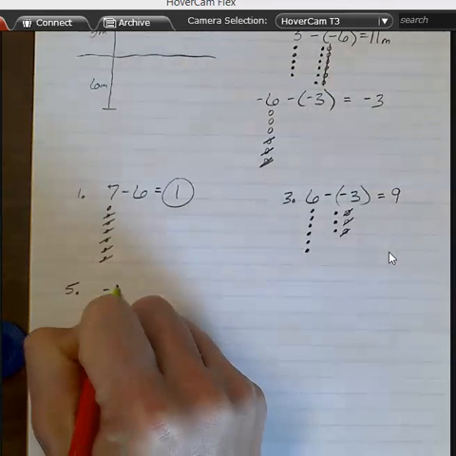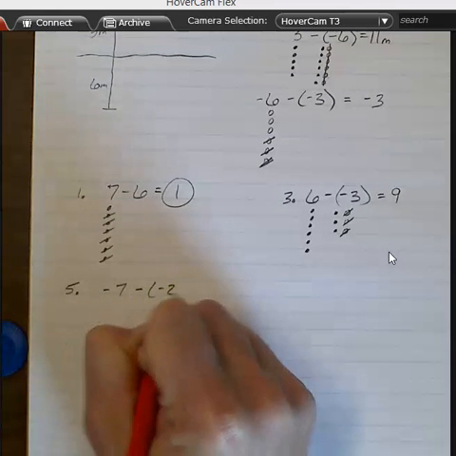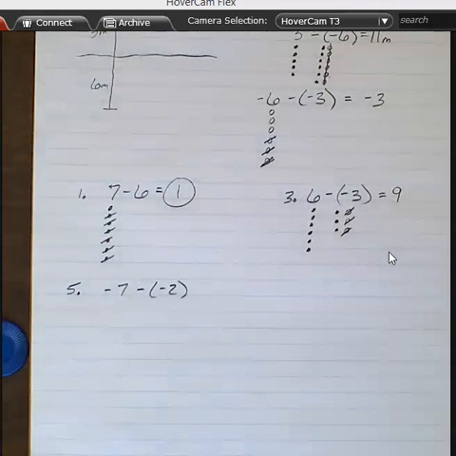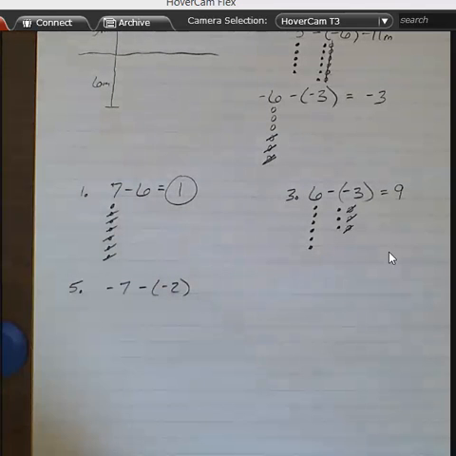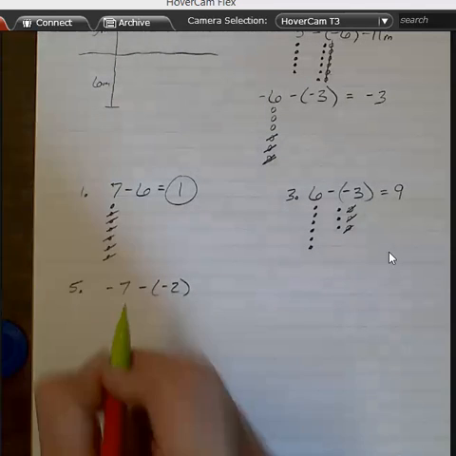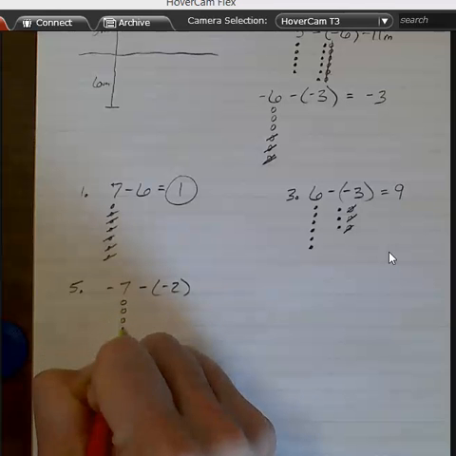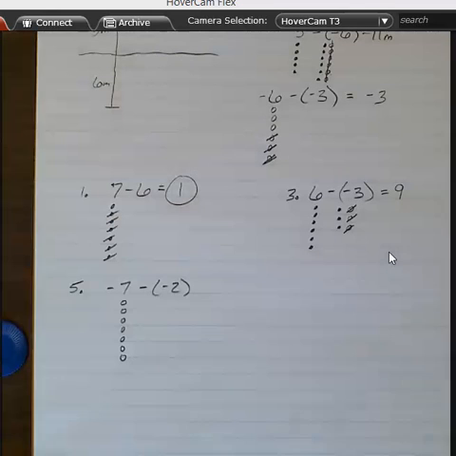If I have negative 7 and I take away negative 2, how do I draw my first number? How do I draw that? How do I draw, Jocelyn, a value of negative 7? That's right. 1, 2, 3, 4, 5, 6, 7 open circles.